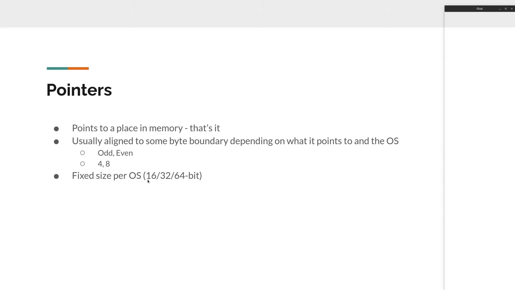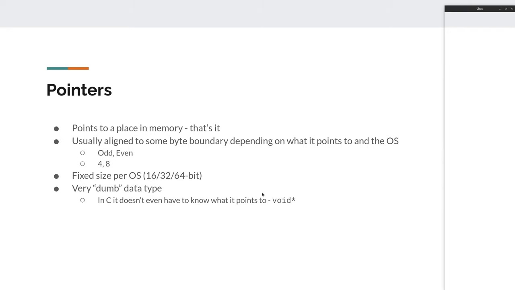And as I said, they have a fixed size depending on your operating system. So if it's 64-bit, it has an 8-byte pointer, and same with the other types of operating systems. They're technically a very dumb data type because all they do is hold a number. And if you go to that place in memory, you find something. In C, at least, it doesn't even have to know what it points to, with the concept of a void pointer.